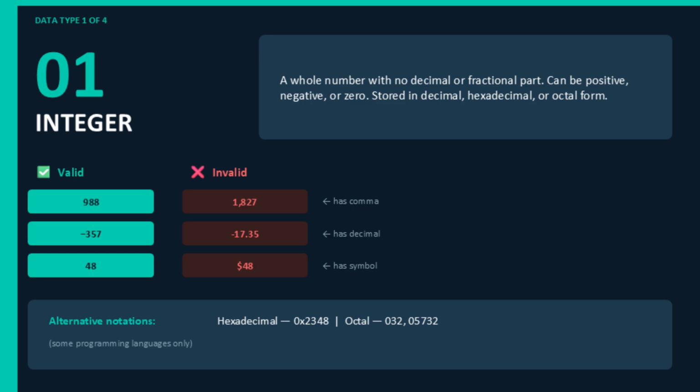Besides the normal decimal format, integers can also be written in different number systems in programming. For example, hexadecimal numbers begin with 0x, such as 0x2348, while octal numbers usually begin with a leading zero, such as 032. These alternative formats are commonly used in computer science, especially in programming. In conclusion, the integer data type is essential because it stores whole numbers efficiently and is widely used in calculation. Thank you.